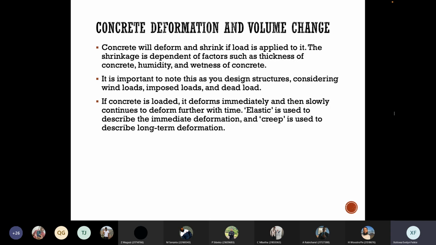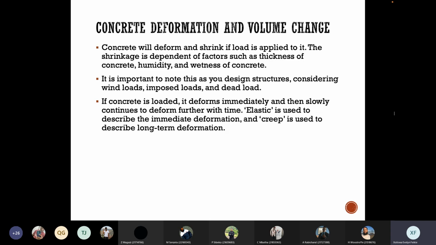That's why we need to cure it over time to make sure that we allow it to gain the strength that it needs before it experiences any loading that may deform it or force it to shrink. So they say that the shrinkage is dependent on factors such as thickness of the concrete, humidity, and wetness of concrete. They also tell you that it is important to note this as you design structures, considering we have different types of loads: wind loads, imposed loads, and the dead load.